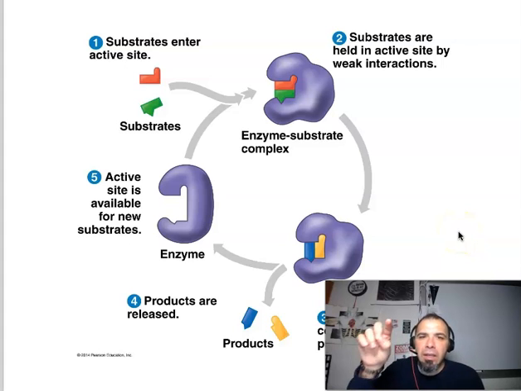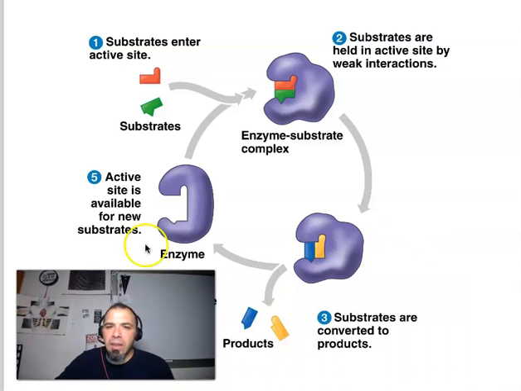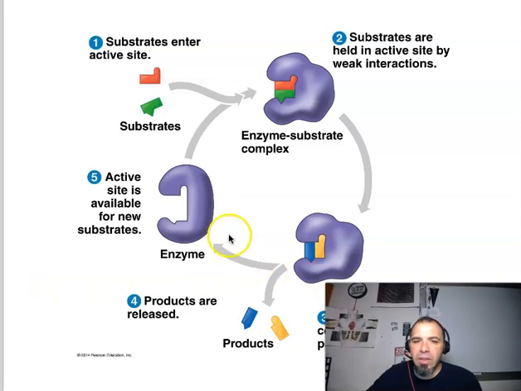Again, the substrates enter the active site. The substrates there are the orange and the green. The substrates are held in the active site by weak interactions, and this is called the enzyme-substrate complex. Within the enzyme-substrate complex a series of reactions will occur, and now the substrates have been converted to new products. We have one color up here and a different color up here. The products are released, but as you can see, the enzyme has not changed. It's just been the catalyst, but it's not been changed during the reaction.